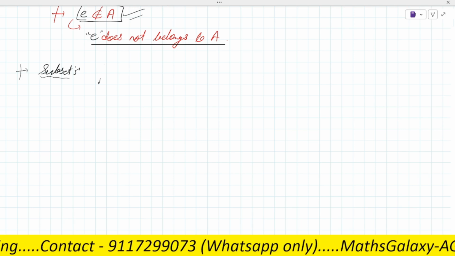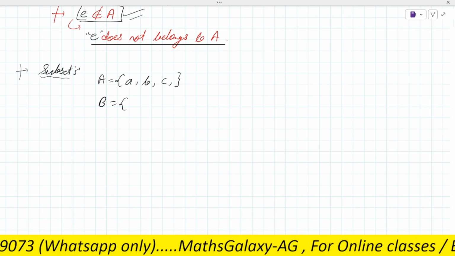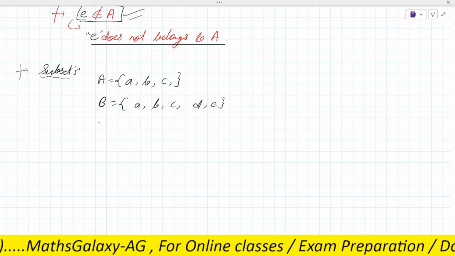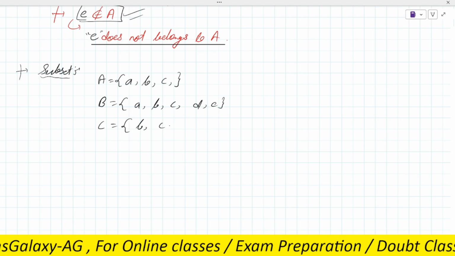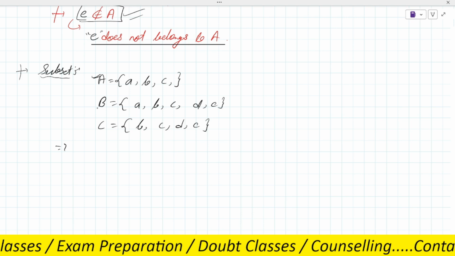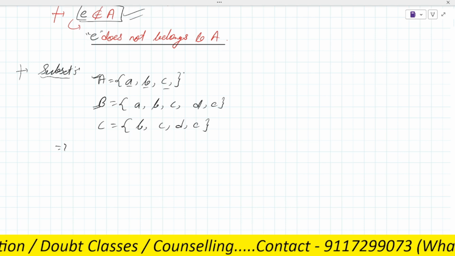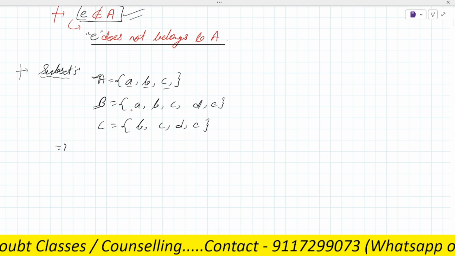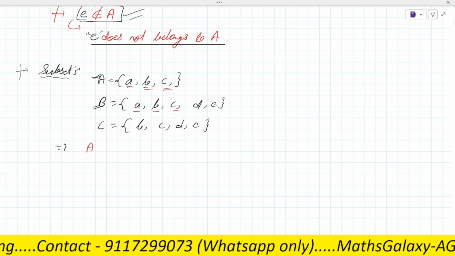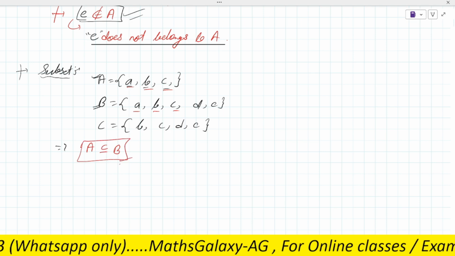Let's see here: a set A whose elements are A, B, C, and a set B whose elements are A, B, C, D, E. Take another set also that contains B, C, D, E. As you can see, the elements of set A also belong to set B. All elements of set A are also in set B. So here we can say that set A will be the subset of set B, and this will be the notation.